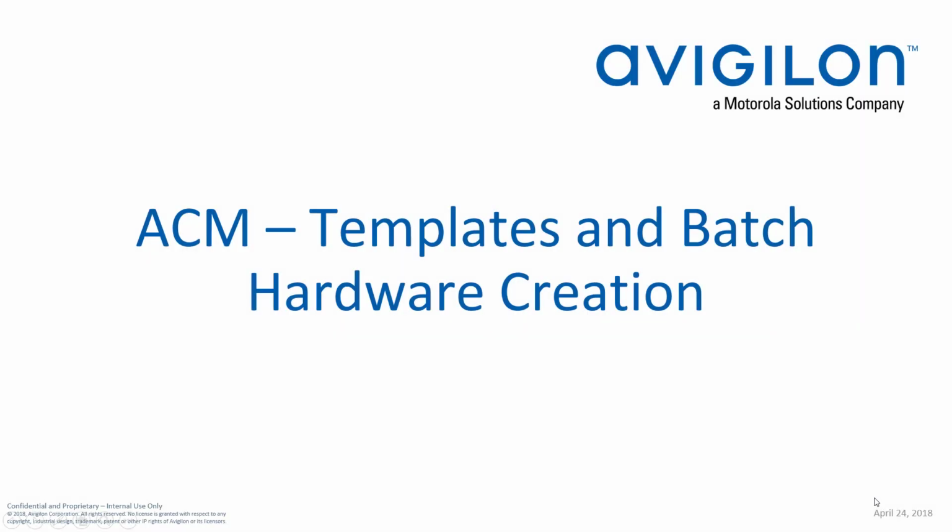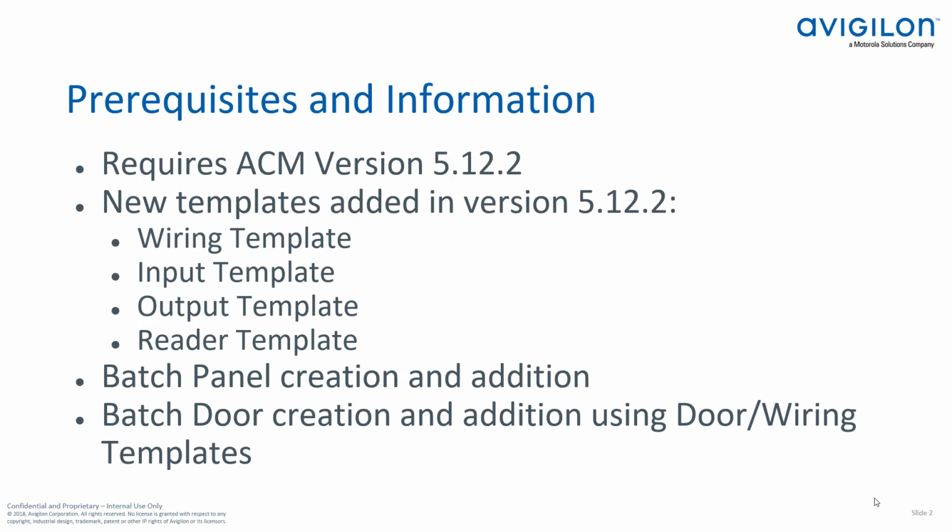In this video, we're going to be covering ACM templates and batch hardware creation. Some prerequisites and information. In addition to the door templates added in version 5.12.0 of ACM, new templates have been added in version 5.12.2. It is important to note, to utilize these new templates, you will need to be running version 5.12.2 of ACM. The new templates added are a wiring template, input, output, and reader template.